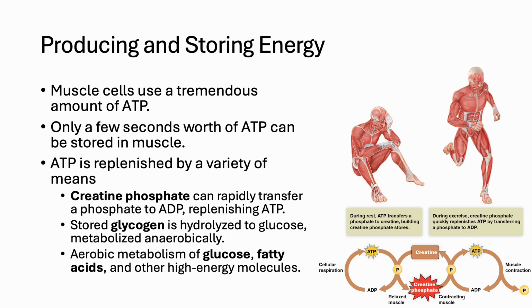Since muscles burn ATP so quickly, they've evolved several backup systems to keep energy flowing. First, creatine phosphate acts like a quick battery pack, recharging ATP almost instantly. Next, stored glycogen can be broken down to glucose, which provides short-term energy through anaerobic metabolism. For longer efforts, muscles rely on aerobic metabolism of glucose, fatty acids, and other high-energy molecules. This layered system ensures that whether you're sprinting for seconds or cycling for hours, your muscles have the fuel they need to keep going.